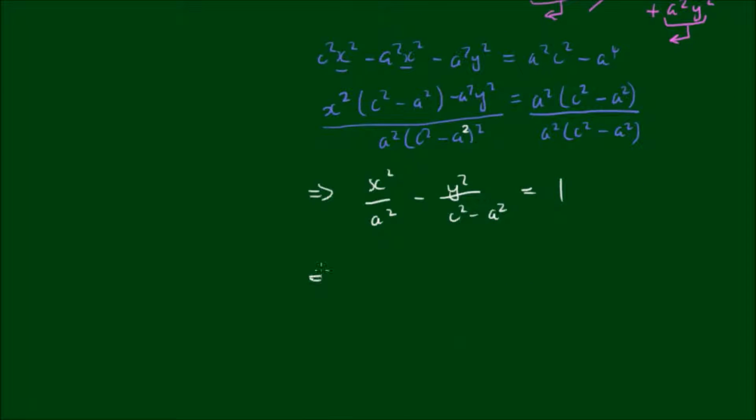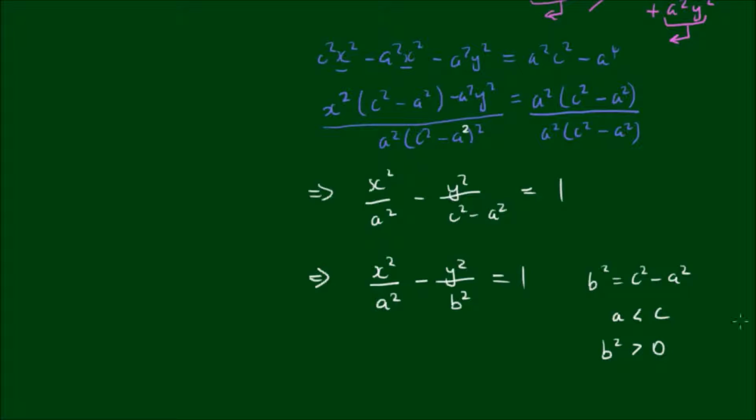And for convenience, we write x squared divided by a squared minus y squared divided by b squared is equal to 1. So where b squared is equal to c squared minus a squared. And due to the property a is less than c, b squared is always greater than 0. So thus we have derived the standard equation for the hyperbola. This property ensures that we don't divide by 0, and we'll discuss the reasons for this in the next video.